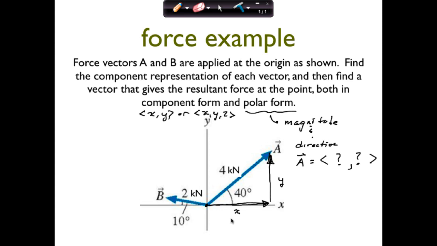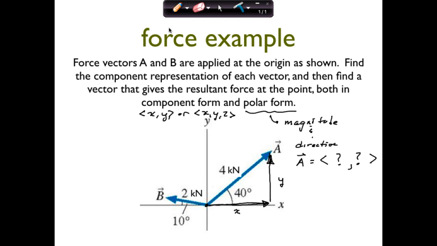Adding the vectors, right? We're just adding them together. We want the total sum of A and B. So is it 6 kilonewtons? No, because we got direction, right? This is the whole point of vectors. Direction matters. Direction changes everything, right? So it's not going to be 6 kilonewtons, but what will it be? It'll be the sum of A plus B.